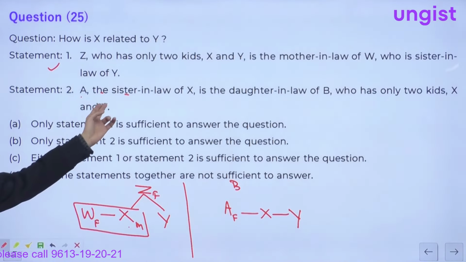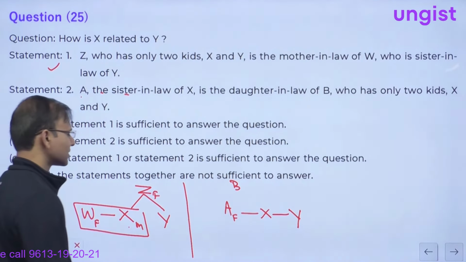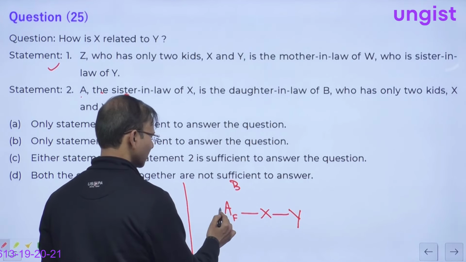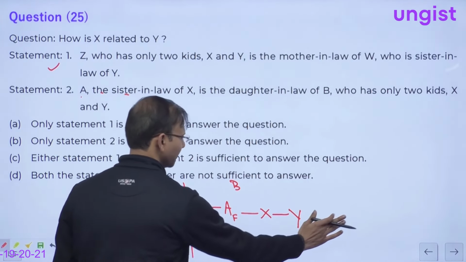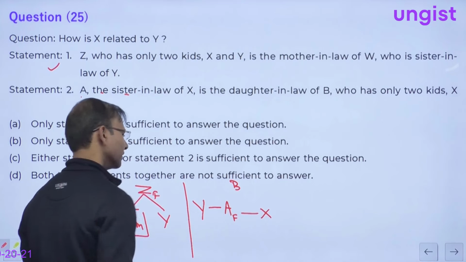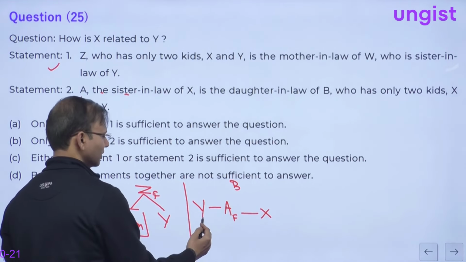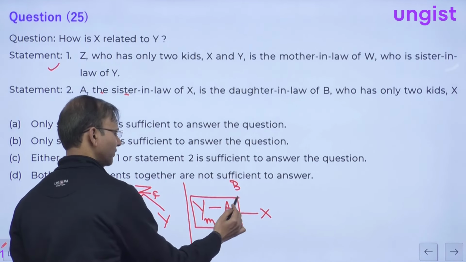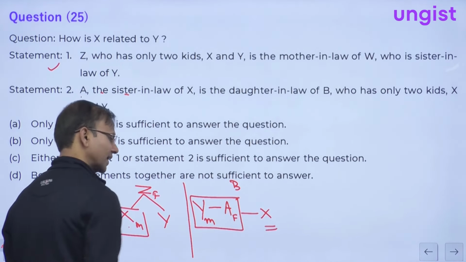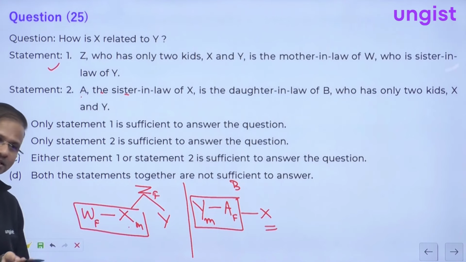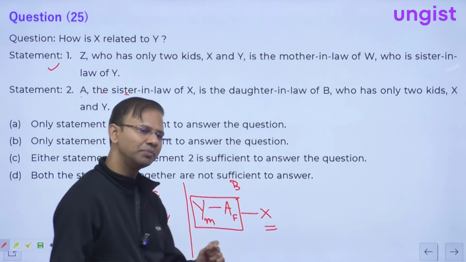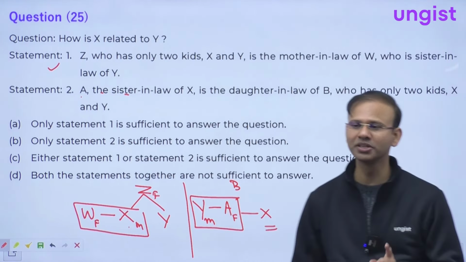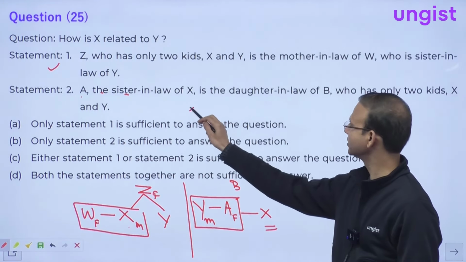A is the sister-in-law of X. It means A is the wife of Y, right? And A is the wife of Y means Y is male. But we cannot define the gender of X. The question is asking how X is related to Y. So X may be brother or sister of Y. So from this statement alone, we can't answer this question.